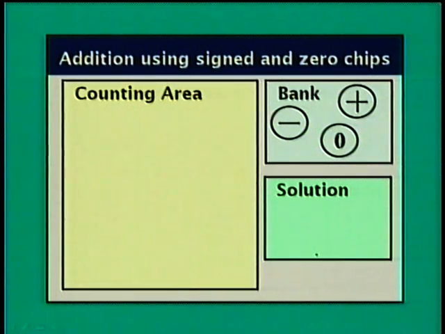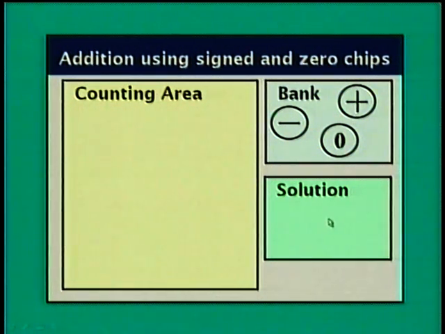So now let's talk about using signed chips for our counting instead of chickens for our counting. What I have here is a little model that I'm going to use that's going to allow me to add not only positive integers, but negative integers as well. You can see that there's 3 parts to the screen. There's the counting area. That's where I'm actually going to keep track of my sum. There's a bank. If I wasn't doing this on a computer, I'd have a stack of chips. I'd have a stack of positive chips, negative chips, and 0 chips. And I keep those in what I like to call the bank.